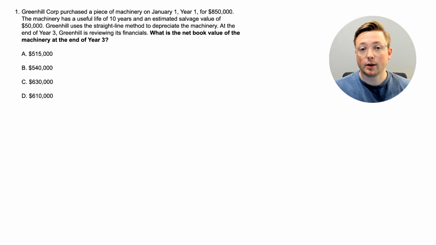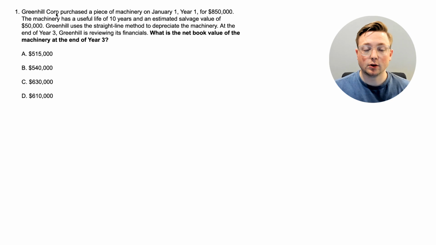One thing we always like to point out is always read the last part of the question first. This doesn't always work, but a lot of the time by reading this last part, you will get context that will help you for the rest of the question so you know what you're looking for as you're reading. So let's go ahead and read this last part. What is the net book value of the machinery at the end of year 3?